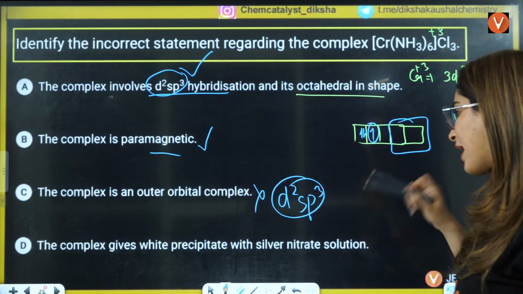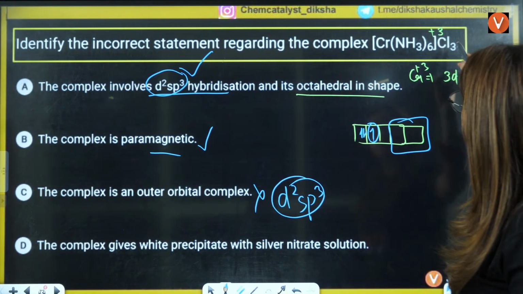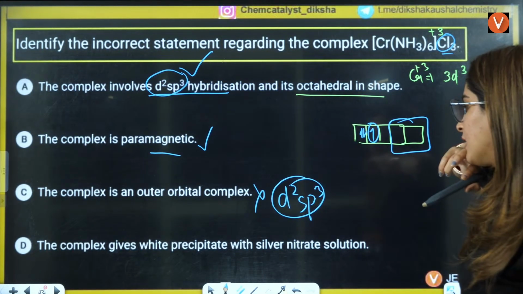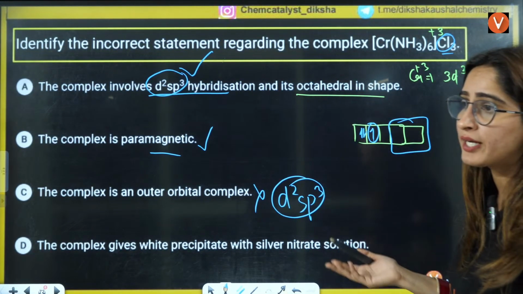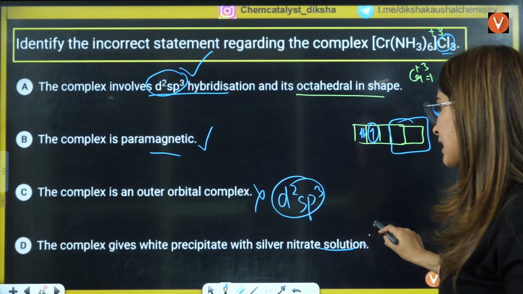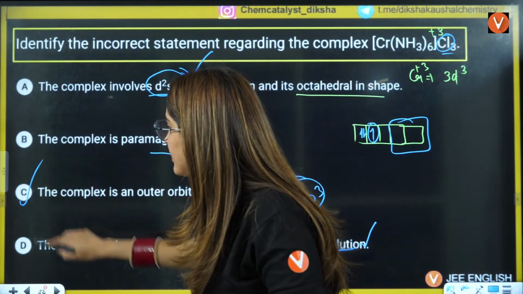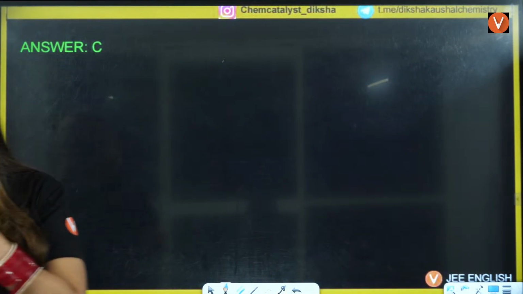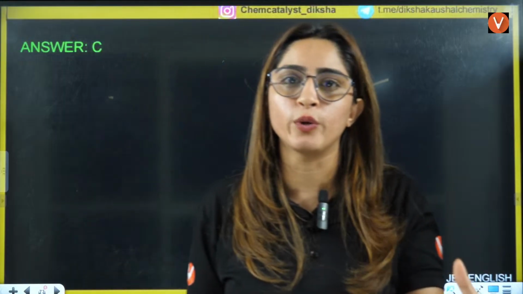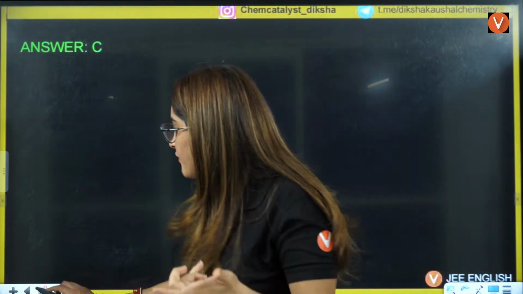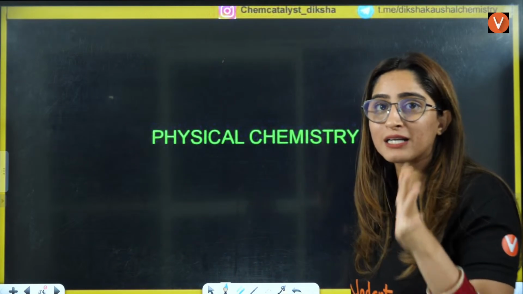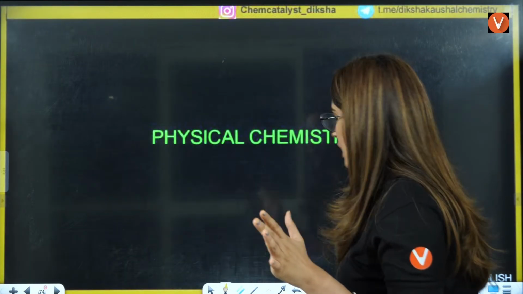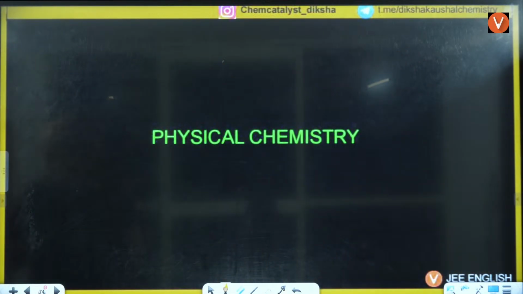The complex gives white precipitate with silver nitrate solution. Yes, because you have Cl outside. So with AgNO3, it is going to give you AgCl. So that is also correct. So the incorrect statement is C. Right? C is the incorrect statement, that it is outer octahedral. Outer octahedral means sp3d2. Inner means d2sp3. So it is giving you inner octahedral, not outer octahedral. Right? Now let us see some questions of physical chemistry, students. Right? Okay. C is the correct answer.